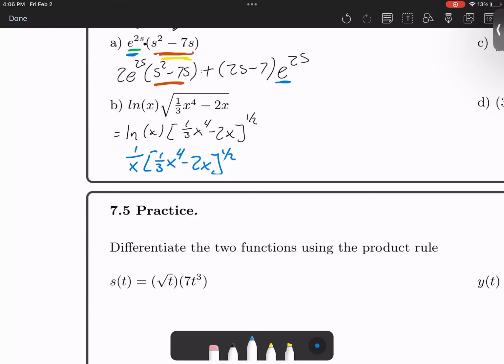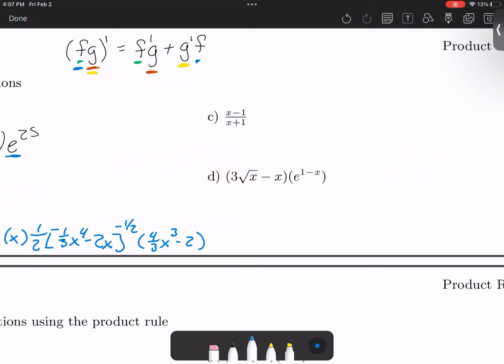We will then add to that the copied down natural log, and now it's our job to differentiate that second term. So the 1/2 will come down. We have a 1/3 x to the 4th minus a 2x, now being raised to a power of minus 1/2, and by the chain rule, multiplied by the derivative of what's on the inside of those square brackets, 4/3 x cubed minus a 2. So that was a product rule that had a chain rule hiding inside of it.